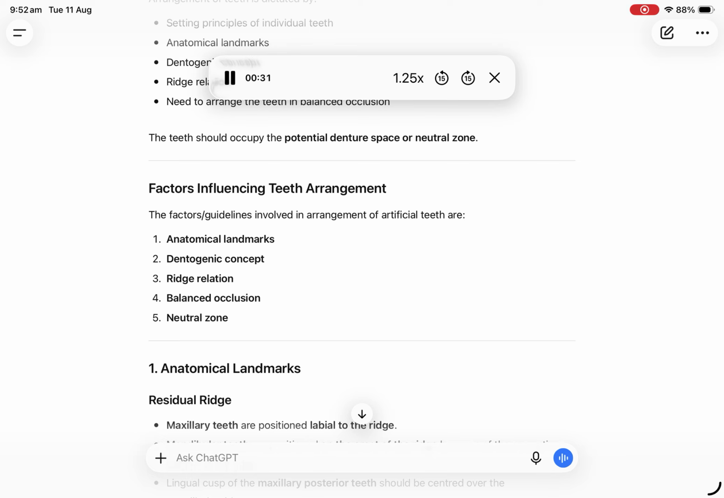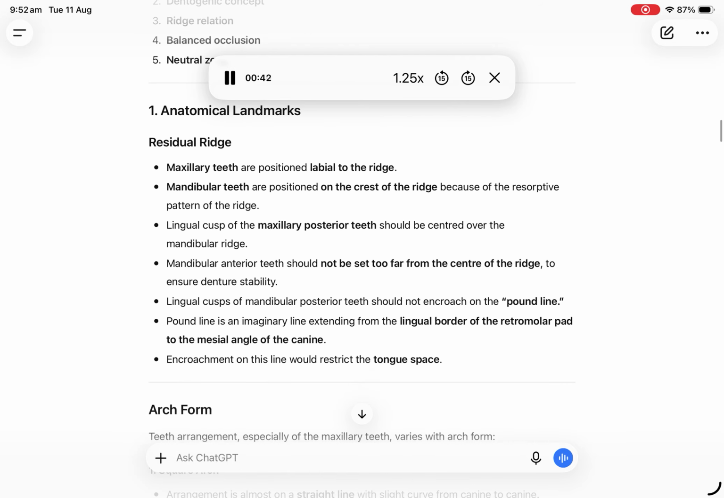Factors influencing teeth arrangement. The factors and guidelines involved in arrangement of artificial teeth are: 1. Anatomical landmarks, 2. Dentogenic concept, 3. Ridge relation, 4. Balanced occlusion, 5. Neutral zone. Number 1. Anatomical landmarks.